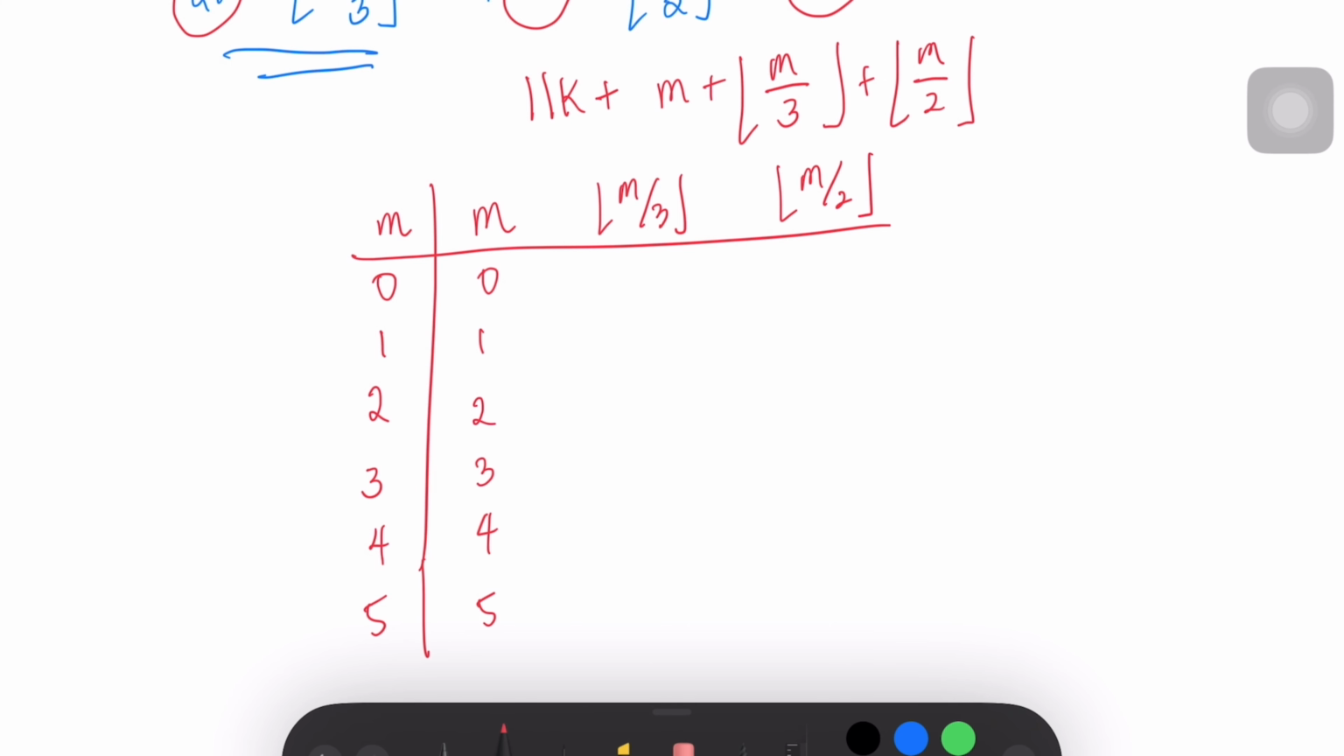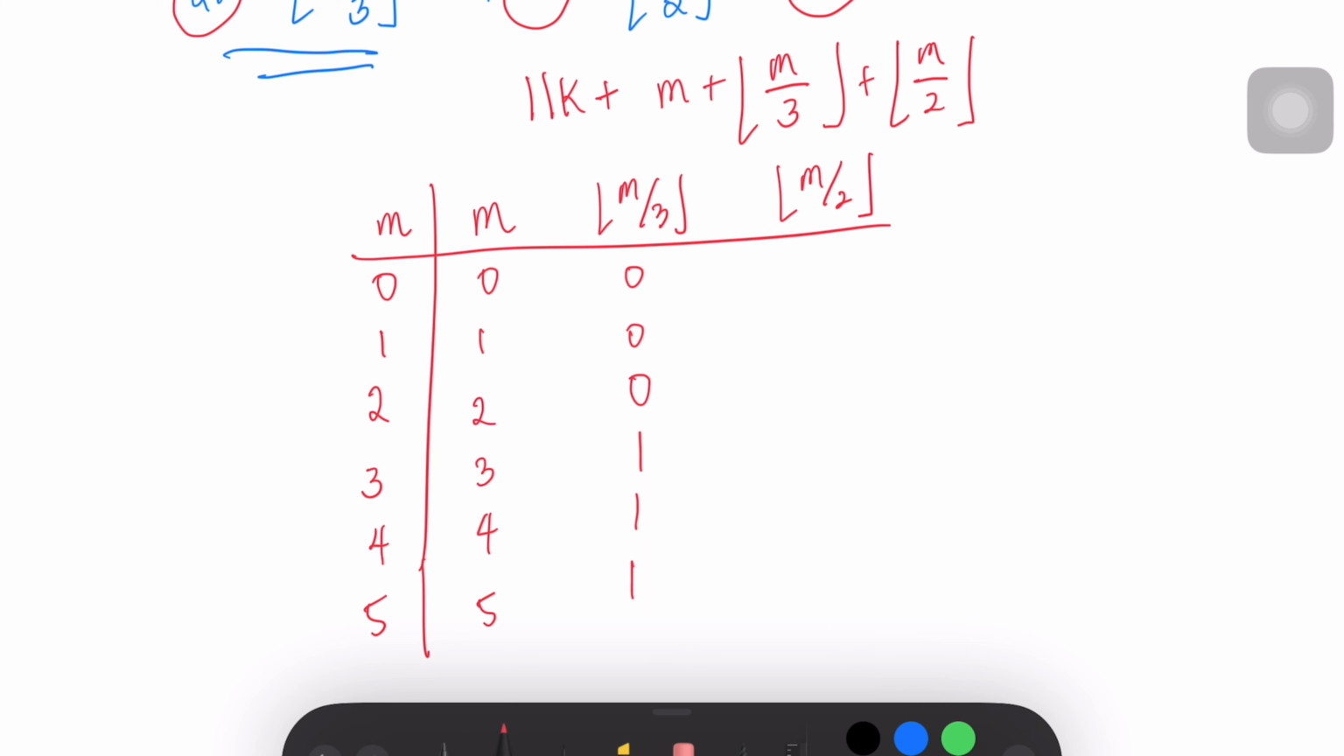For m over 3, anything below 3 would give a floor equal to 0, because the value of m over 3 is less than 1. So 0 over 3, floor of that is 0, 0, 0. And if we get 3, 3 over 3 is 1, so the floor of that is 1. 4 over 3 is 1.333, so the floor is also 1. This is 1 as well.